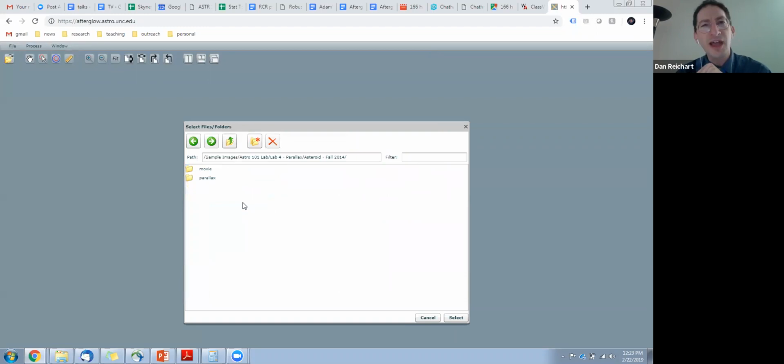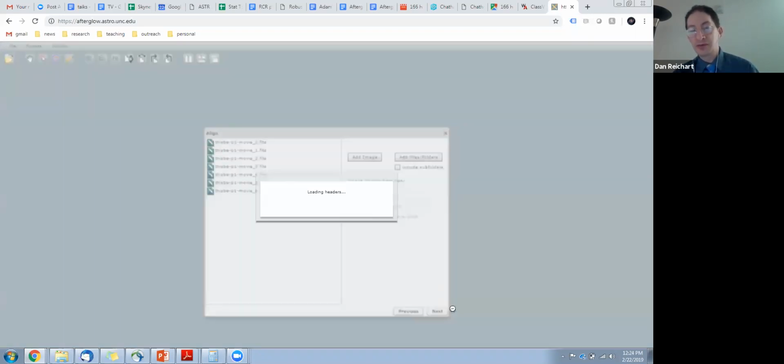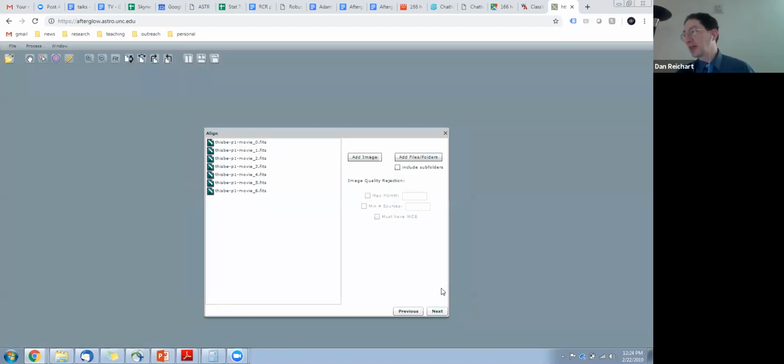This was fall 2014. And so we have them in 2 directories, movie and parallax. In parallax, you have the 2 simultaneous images between the 2 observatories. In movie, you have the rapid fire sequence from one of the telescopes. In this case, it's the Chilean telescope, Prompt 1. But we have to align them first to make a movie, as you may recall from a previous lab.